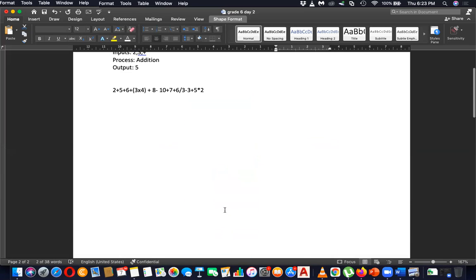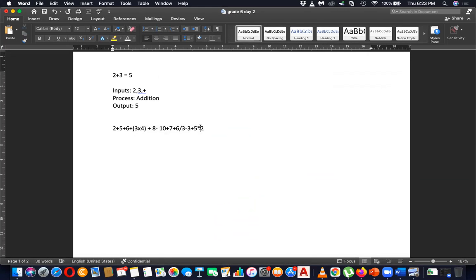So let's do this. Multiplication will happen first. Here also multiplication, it will happen first. So 3 into 4 is 12. Now you have 2 plus 5 plus 6 plus 12 plus 8 minus 10 plus 7 plus 6 divided by 3 is 2. Division will happen. Minus 3. 5 into 2 is 10 plus 10.